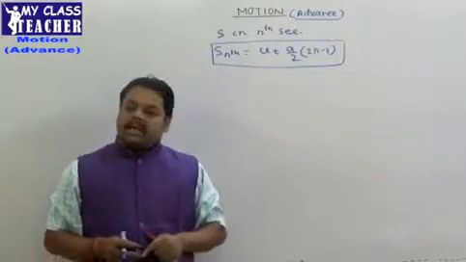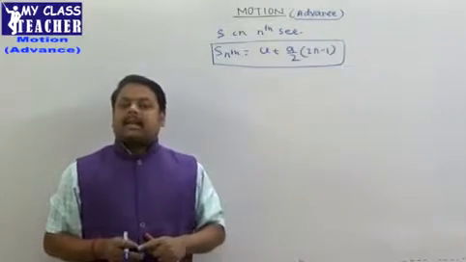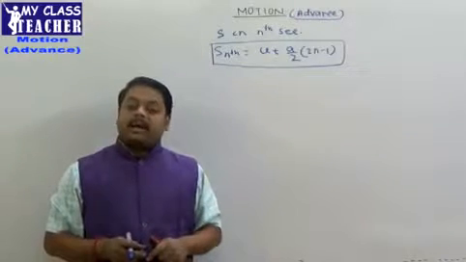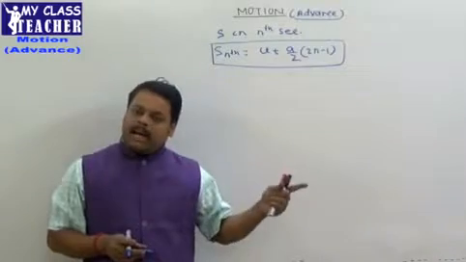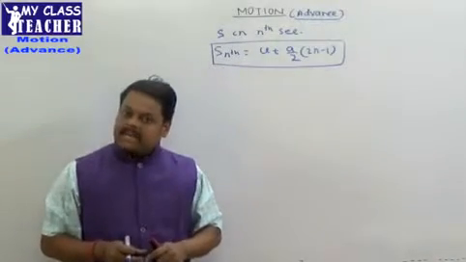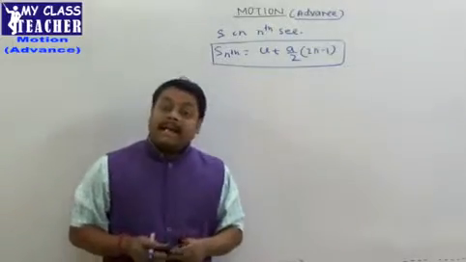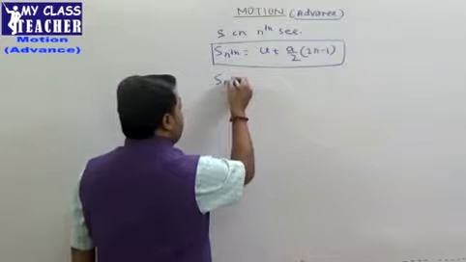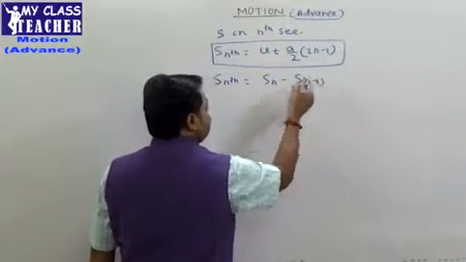ये फॉर्मूला का जो derivation, it is very simple. Displacement covered in nth second is nothing but the displacement covered in n seconds minus the displacement covered in n minus 1 seconds. तो n second में जितना displacement हुआ, n minus 1 second में जितना displacement हुआ, अगर हम minus करेंगे, then total displacement covered in nth second can be calculated. So proof is very simple. This S nth is equal to Sn minus Sn minus 1.